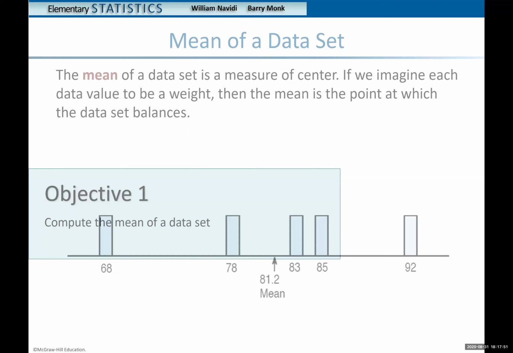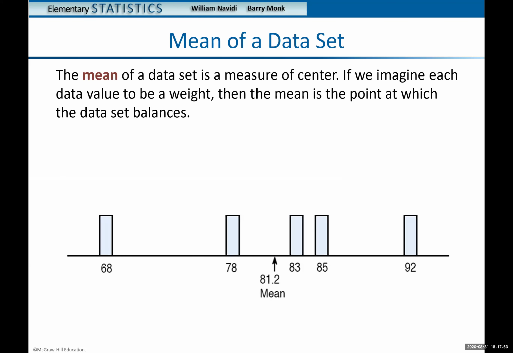So the mean of a data set is a measure of center. If we imagine each data value to be a weight, then the mean is the point at which the data set balances. Just like an example here, these are 5 statistics scores, let's say from test 1: 68, 78, 83, 85, and 82. To balance all these 5 scores, you need to get the mean of these 5 scores, and the mean is 81.2. Now, how do we get that 81.2?